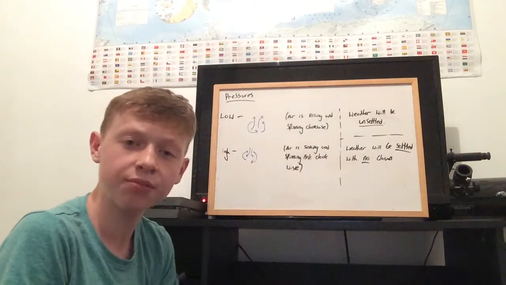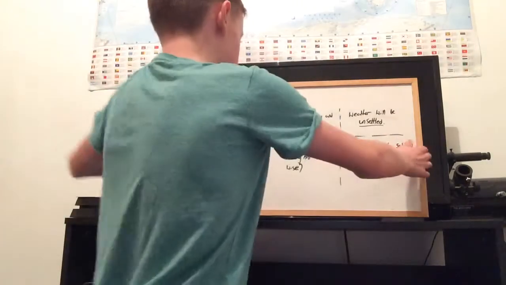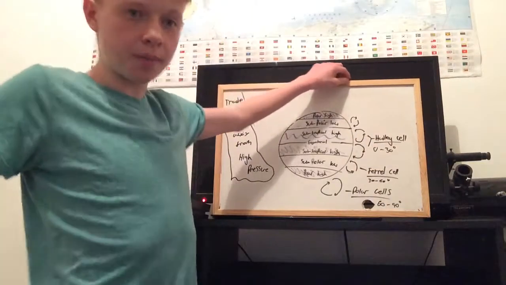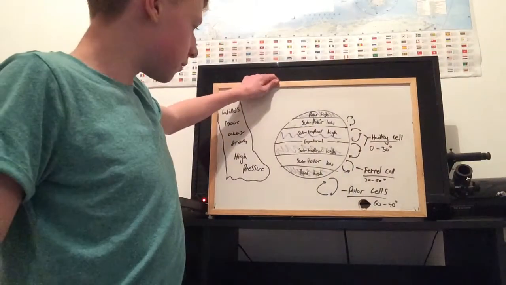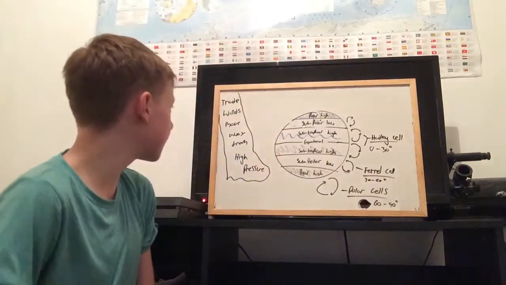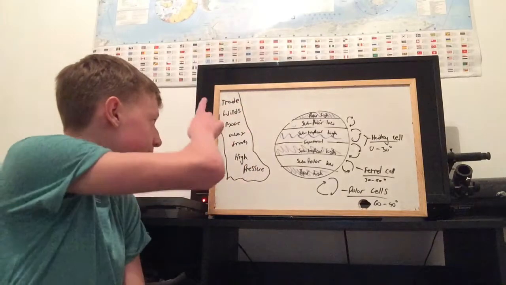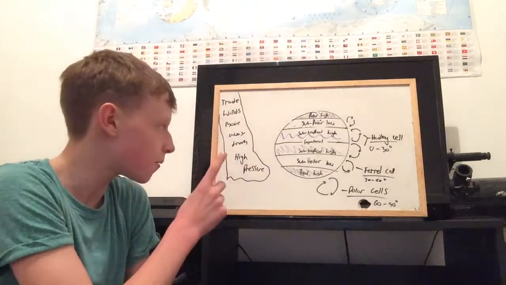So now that we've got that out of the way, let's move on to trade winds and systems. This might just look like a pile of scribbles, but there is some logic to it. First, trade winds always move away from high pressure. That is a key thing. So trade winds always move away from high pressure.